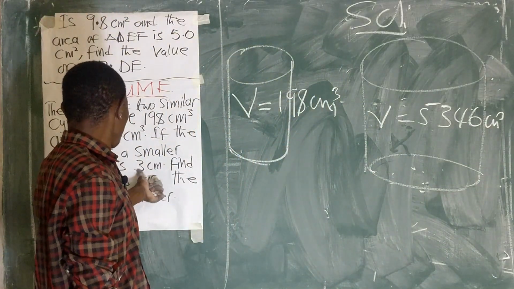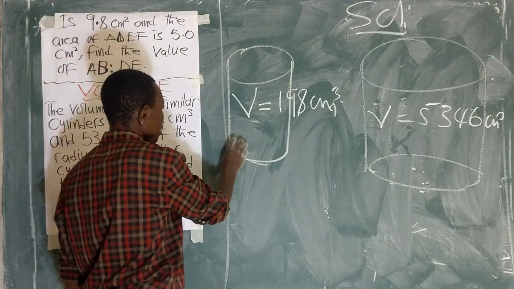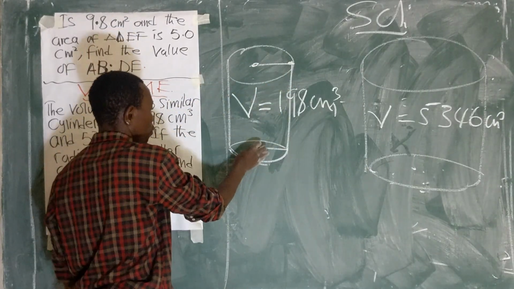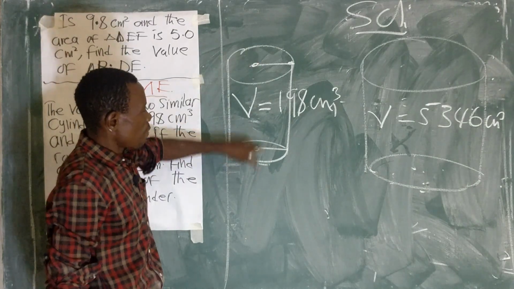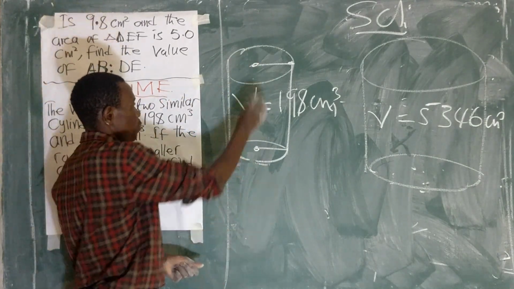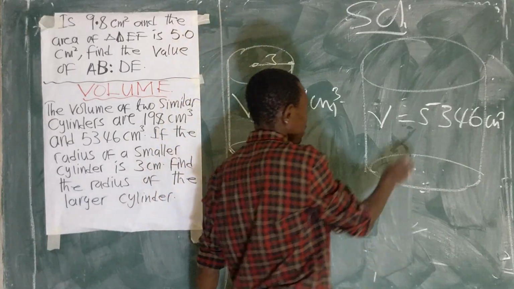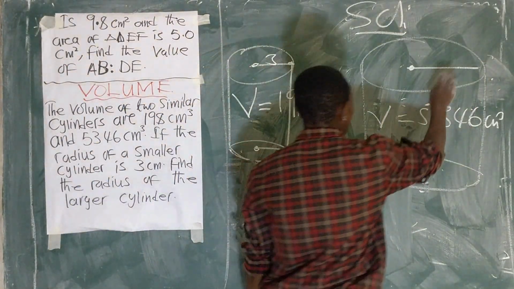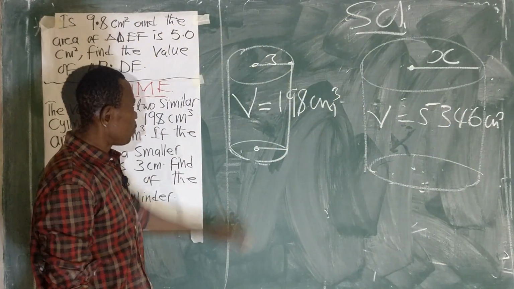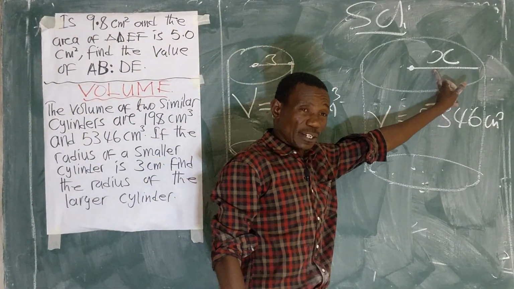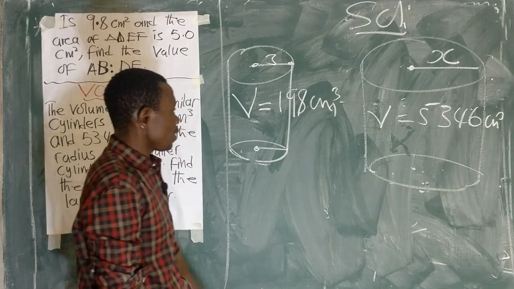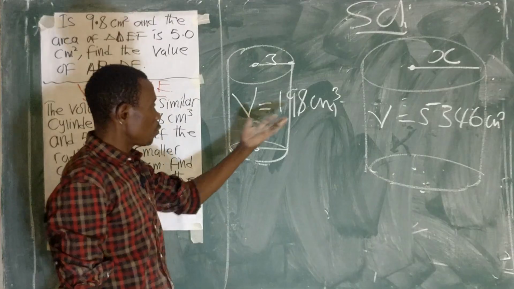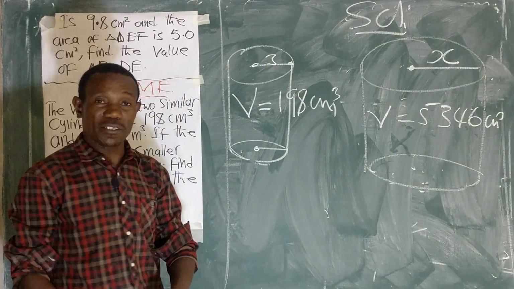Now we are told that the radius of the smaller cylinder is 3. The radius can be any distance from the circumference of the circle on the circular base or the top, because the two opposite faces are the same. The radius of the other is not known, so you can let it be x. So the radius is 3, the other radius is unknown, the volume is 198, the volume is 5,346. The two cylinders are similar.